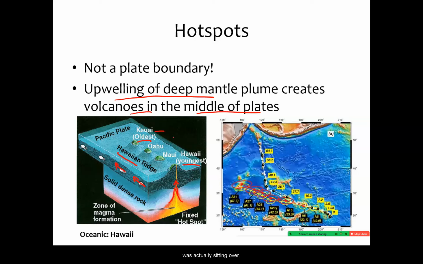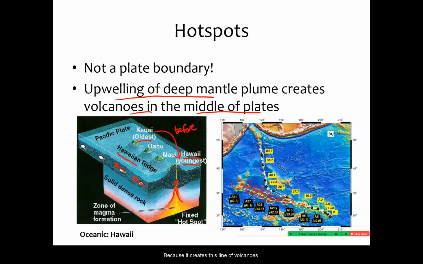So at one point, Kauai was actually sitting over this hotspot, but it has moved. A little bit later than Oahu was, and a little bit later Maui was. And these volcanoes have mostly gone dormant because the hotspot is sitting directly under the big island of Hawaii right now, feeding Mauna Loa, Mauna Kea, Kilauea on that island.